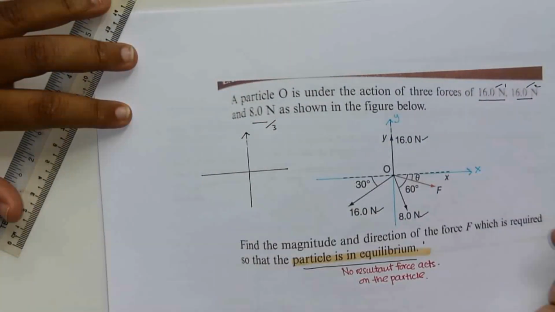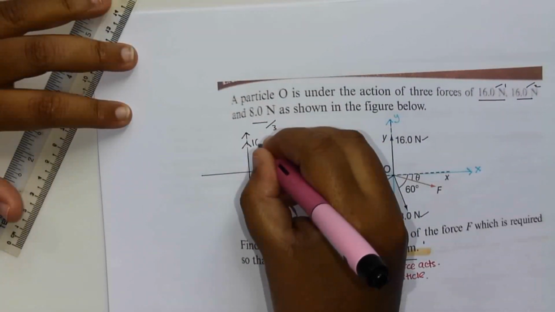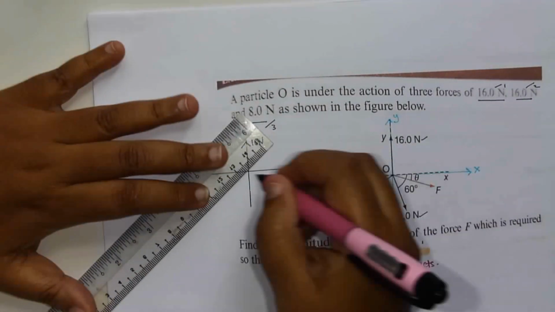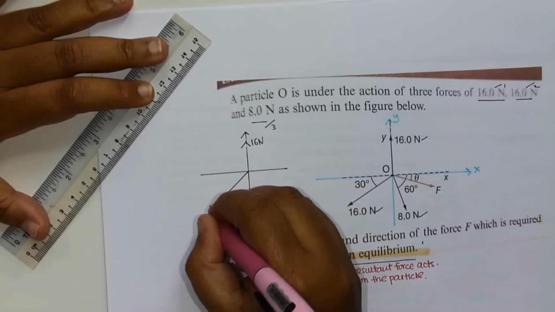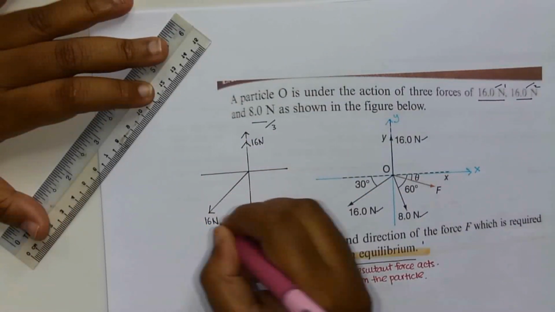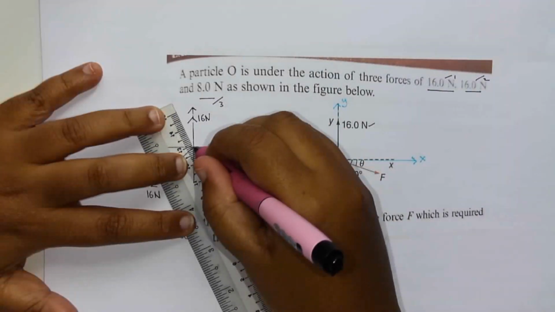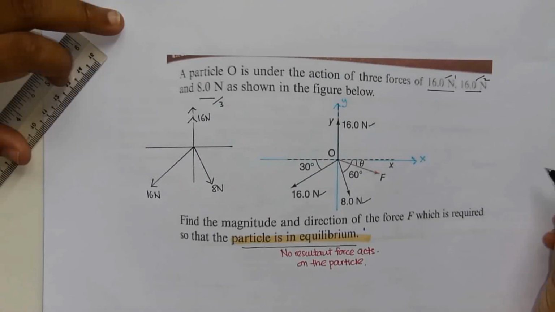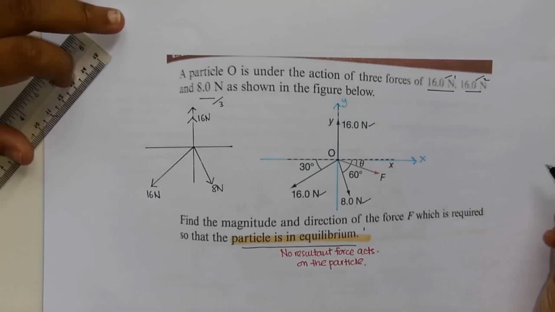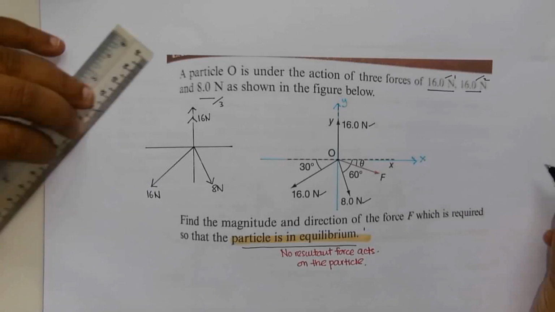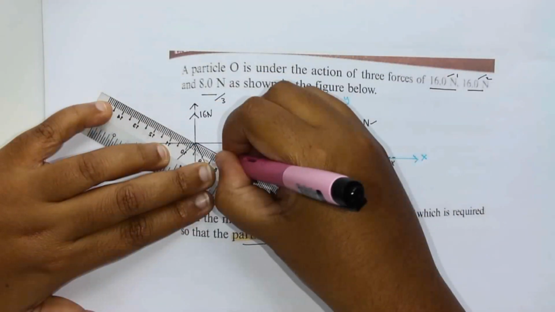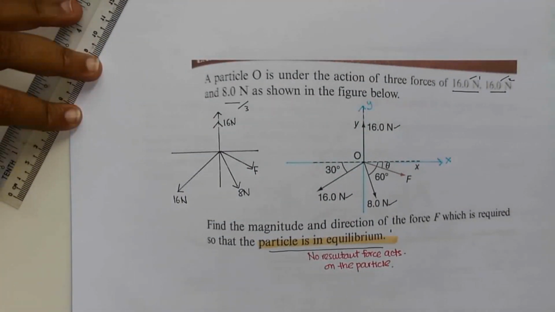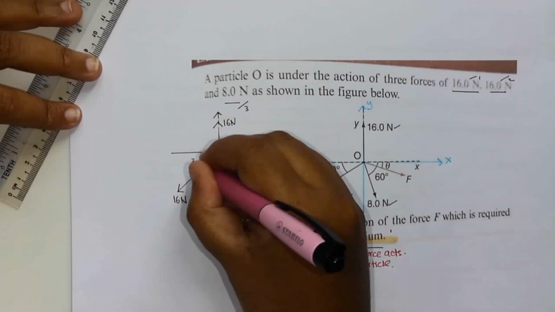Okay, so this is 6 Newton, 16 Newton. This one is 16 Newton. This one is 8 Newton. And that's all. F is the force in the direction which is required so the particle is in equilibrium. So here we have another force which is F. Let's look at the angle. Here will be 30 degrees.